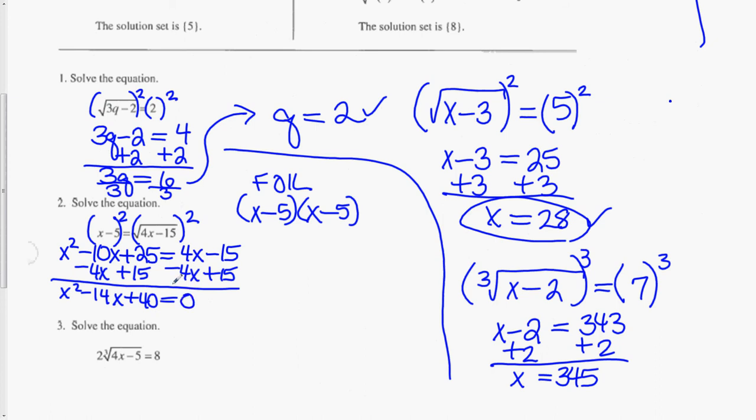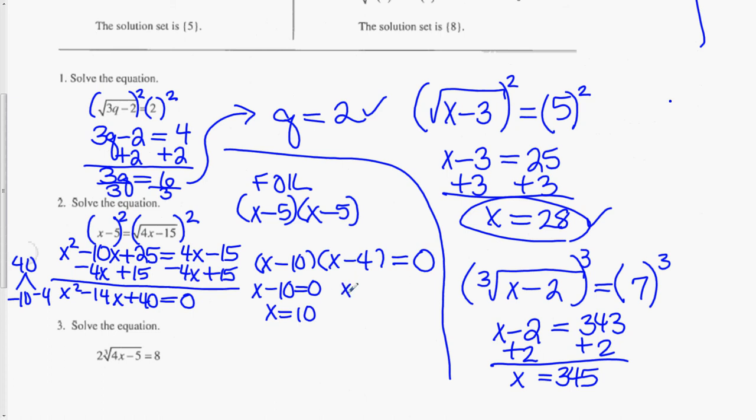So now to factor it, I'm going to find factors of a positive 40 that add up to 14. So a positive 40 that add up to a negative 14 would be negative 10, negative 4. So I'm going to have x minus 10, x minus 4 equals 0. So if you set each one of those equal to 0, you're going to get x equals 10, and you're going to get x equals 4.